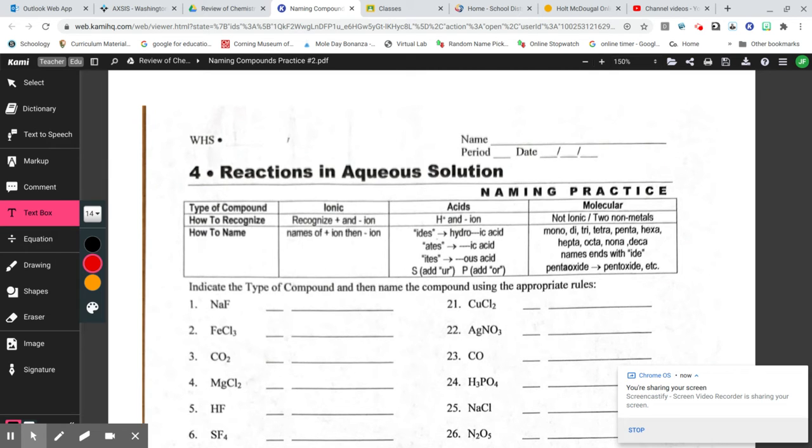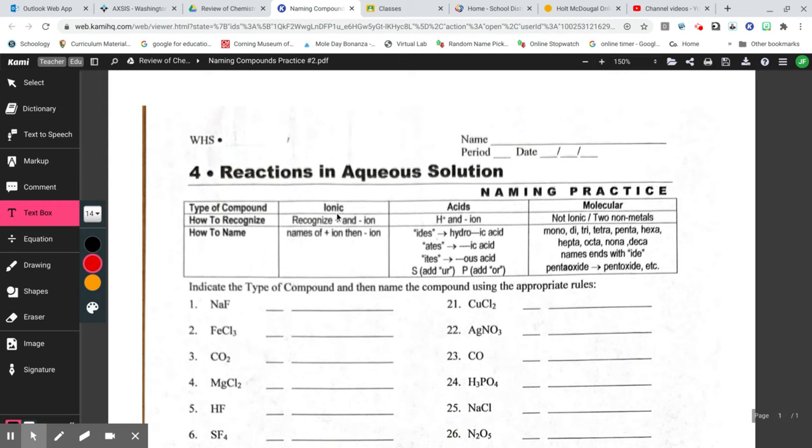So I wanted to go over the assignment that you're going to be working on today. The assignment is going to be a mixture of ionic, molecular, and acid formulas that you're given, and you are going to have to name them. Have your colored periodic table out, and also, of course, your ion list, so that it can help you with recognizing, hey, is this a metal or a nonmetal? So let's just real quick review.